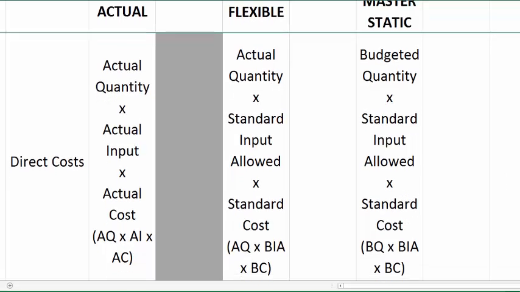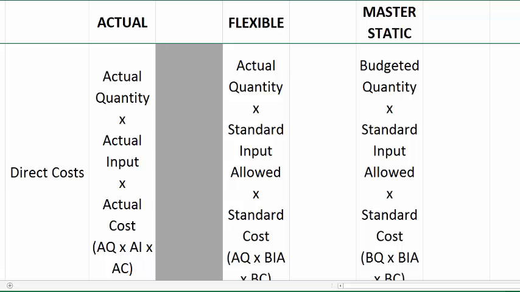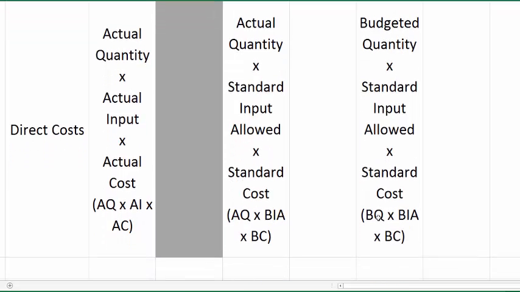Now you'll notice, guys, that I've put down here BQ times BIA times BC. I want you to just understand that those standards are those budgeted numbers. If you want to change how you write this out, that is completely fine with me. So budgeted quantity times budgeted input allowed times budgeted cost. That's what we would expect to see.